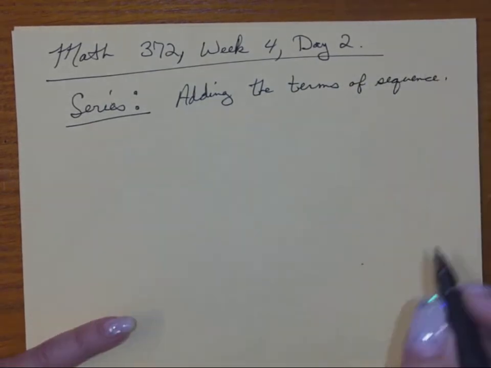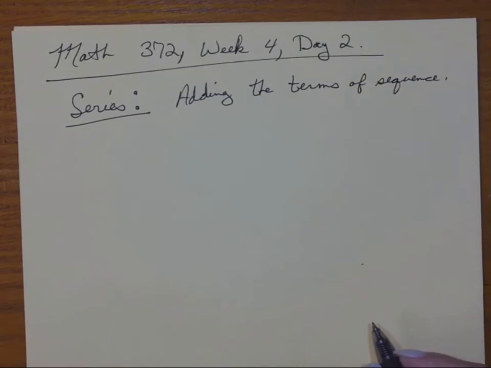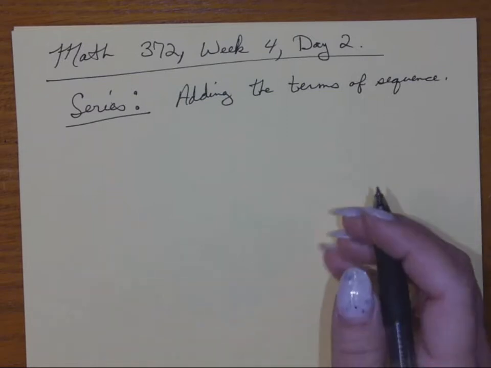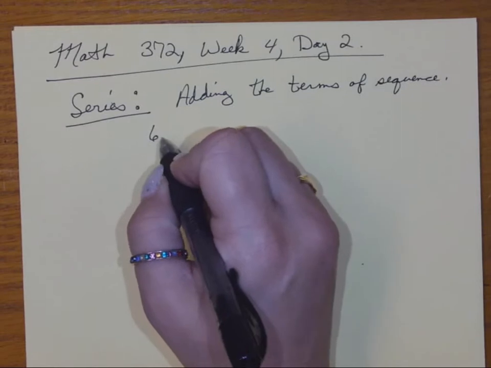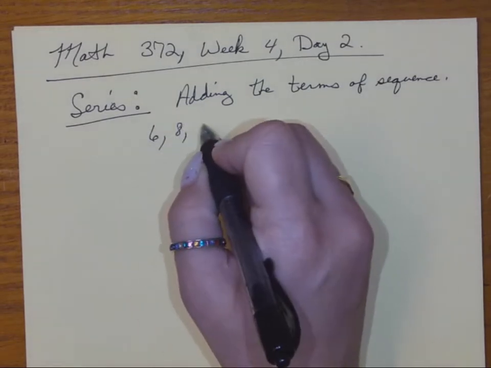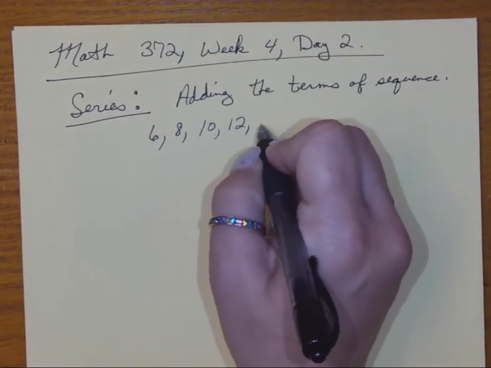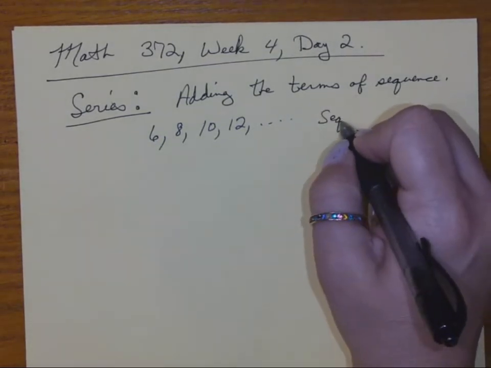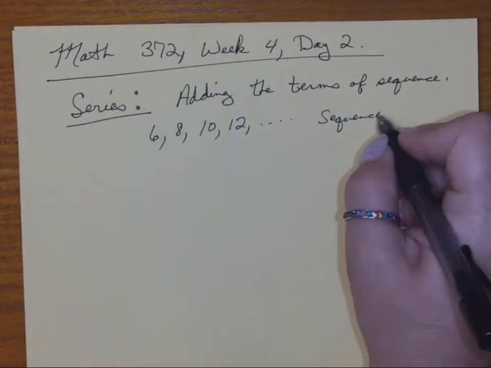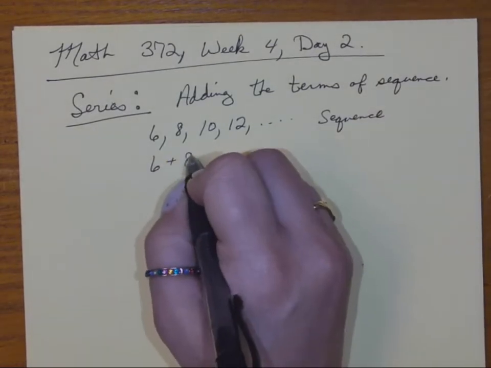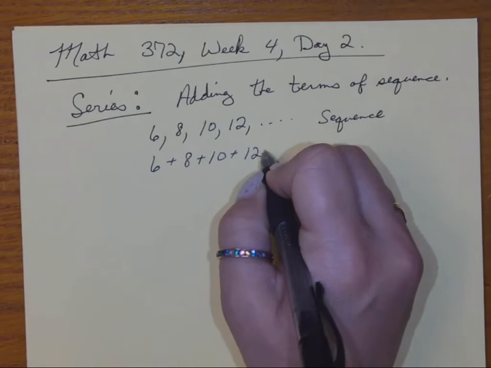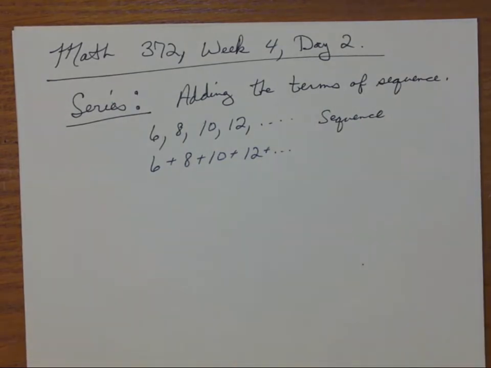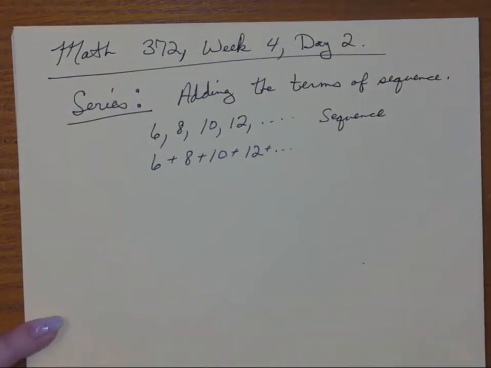Okay? So if I'm adding the terms of the sequence, for instance, whenever we did the Don't Fence Me In problem, we had 6 bales of hay, and then we had 8 bales of hay, and then we had 10 bales of hay, and 12 bales of hay, and so on and so forth. That's the sequence notation that we would see. But here we're going to see the series notation, which is 6 plus 8 plus 10 plus 12 plus ... and it goes on until infinity or until I give it a stopping point.